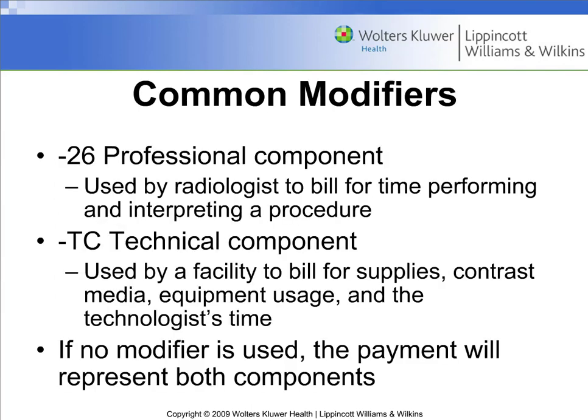Okay, again, common modifiers that we've already talked about. 26 is the professional component, used by the radiologist to bill for the time performing and interpreting a procedure. The TC is your technical component, which is used by the facility to bill for the overhead that it took to take the film, the x-ray, etc. If there is no modifier used, the payment will represent both components.